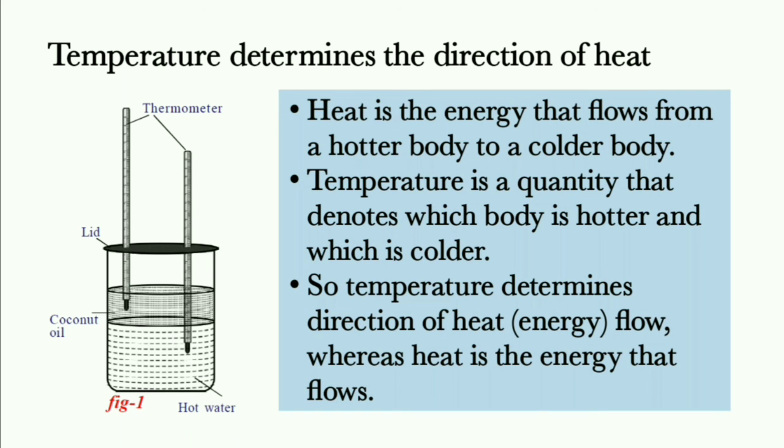So we can learn that temperature decides the direction of heat flow, whereas the heat itself will flow from one object to another, whichever comes in contact with it. So here hot water is coming in contact with coconut oil and would get cooler, so heat flows from water to coconut oil. So with this activity we learned that temperature decides the direction in which the heat is flowing.